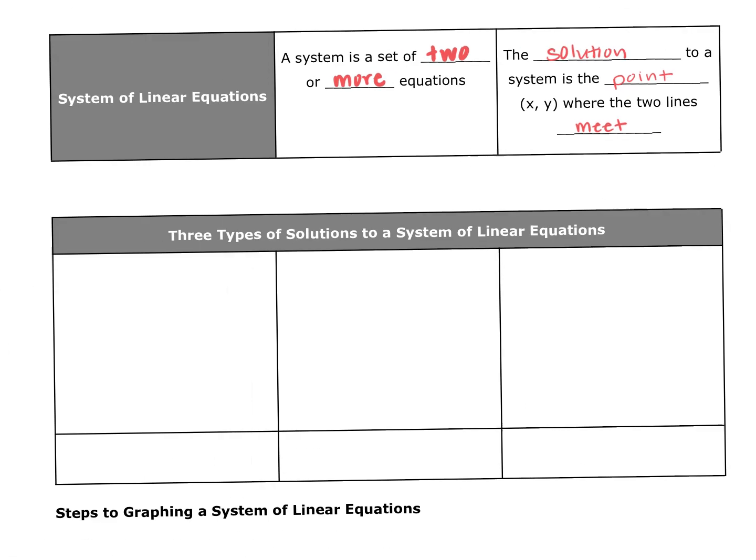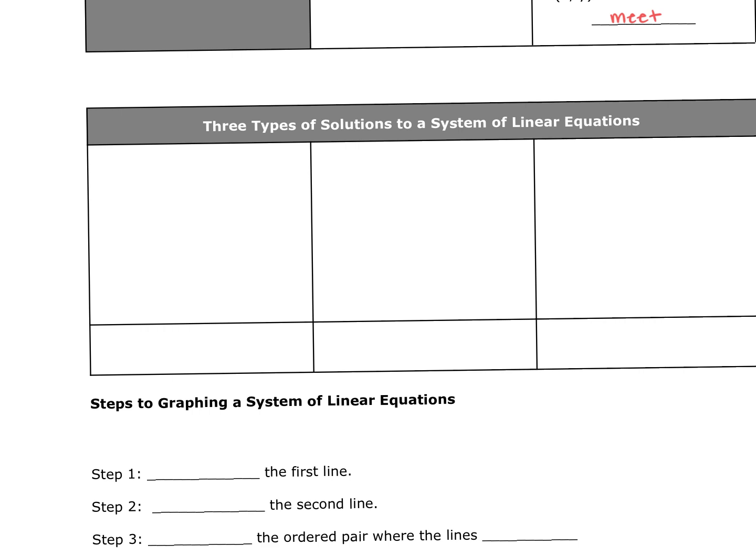Okay, so when we have these, there are three types of linear systems. The first one is if you have one solution. So if you have one solution, you have a line that goes this way, and it wouldn't have to be this way, and then you have another line, and your solution is where they meet. So that would be my solution, and I would label it with my x coordinate and my y coordinate, and that would be one solution. It's meeting at just that point.